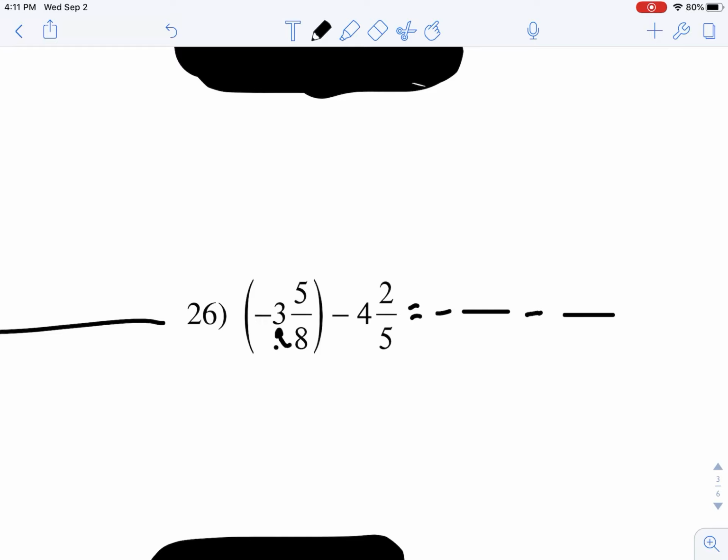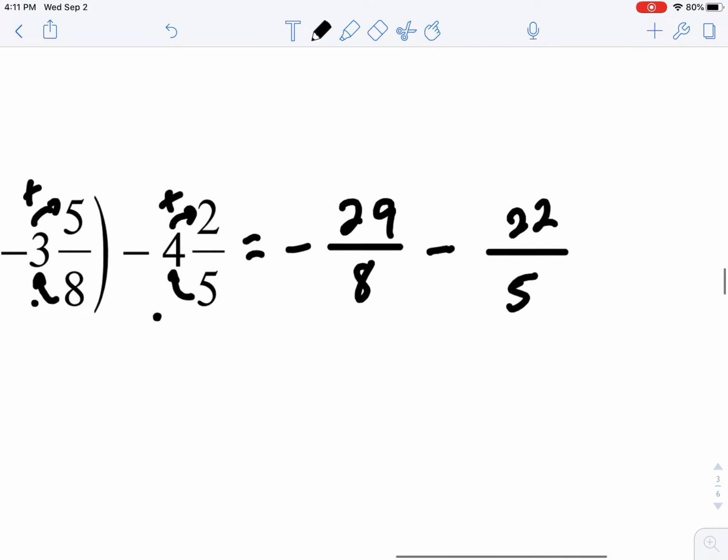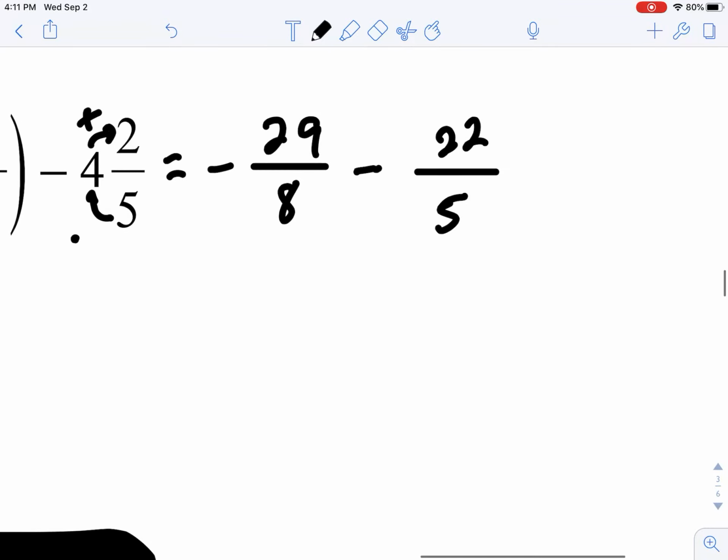8 times 3 is 24. 24 plus 5 is 29 eighths. 5 times 4 is 20. 20 plus 2 is 22 fifths. And let me make that 9 more clearly, a 9. So now we need to find a common denominator for 8 and 5. And we can just multiply them together again if we want to. 8 times 5 is 40. 40 is going to be a common denominator.